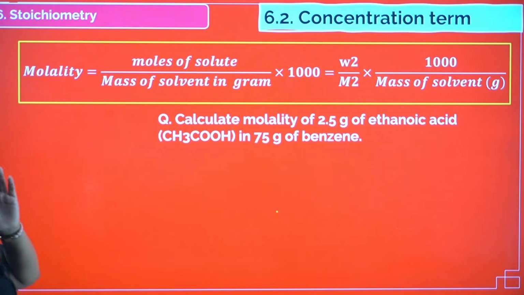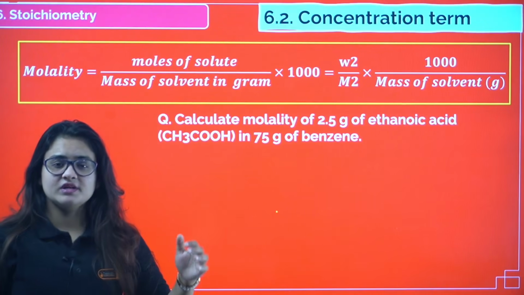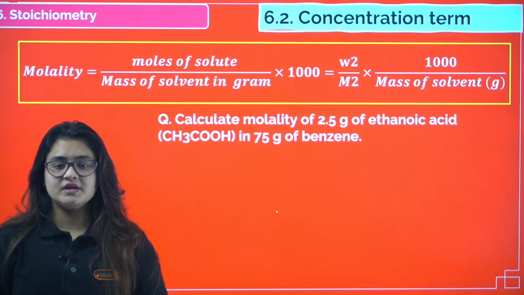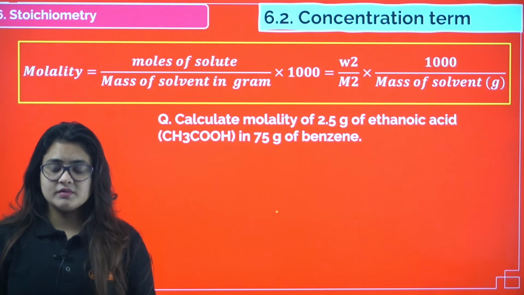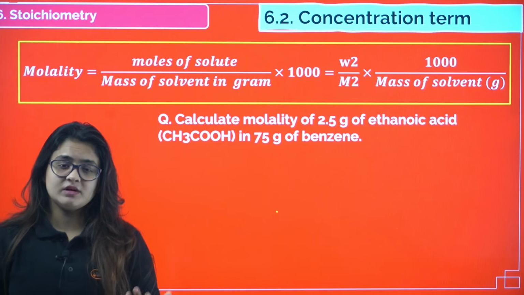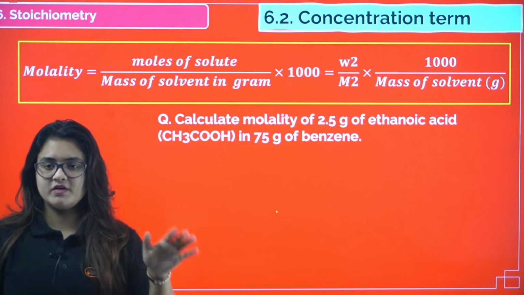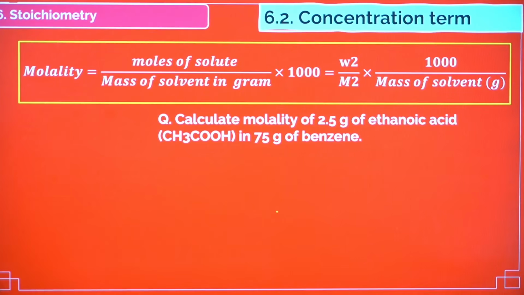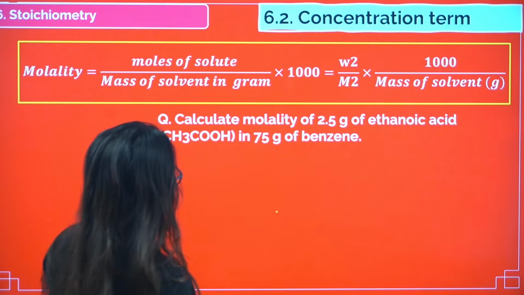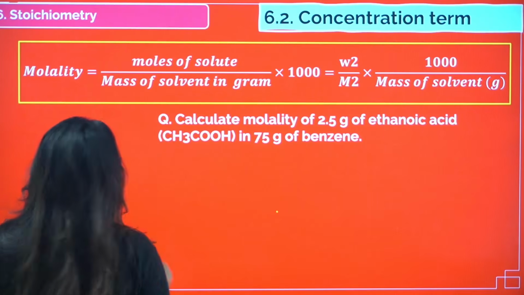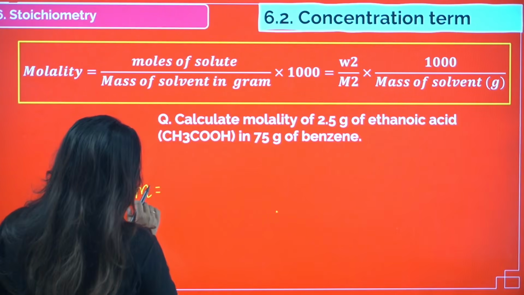Okay, so here this is the molality. Molality is basically moles of solute present in a mass of solvent, in 1 kg of solvent better to say. Moles of solute you can break down as W2 by M2, W2 is the given weight divided by the molecular weight, into 1000 by mass of solvent, that's it. So here also same type of problem, calculate the molality of 2.5 gram of ethanoic acid and 75 gram of benzene. Molality is represented by small m.